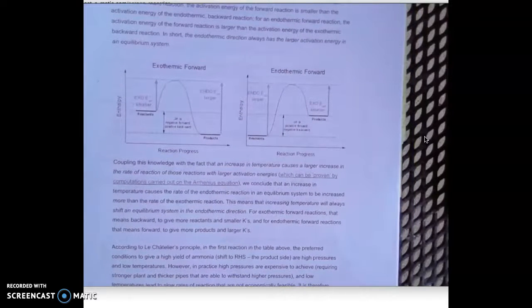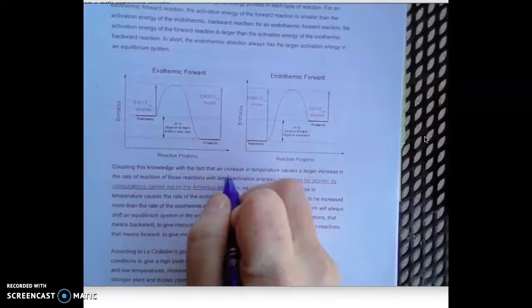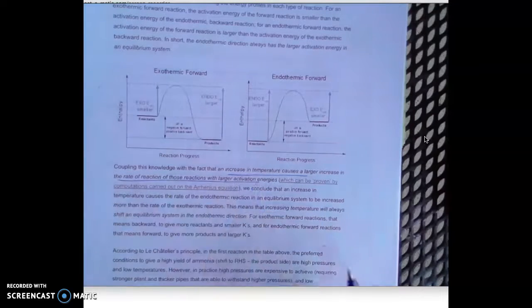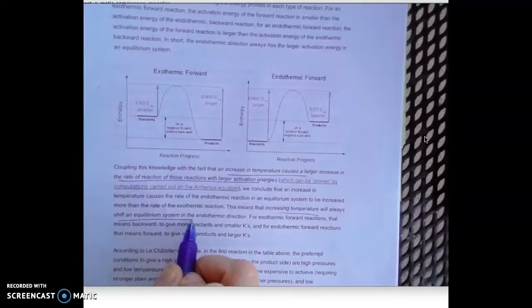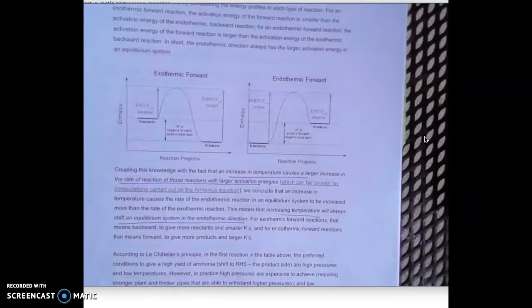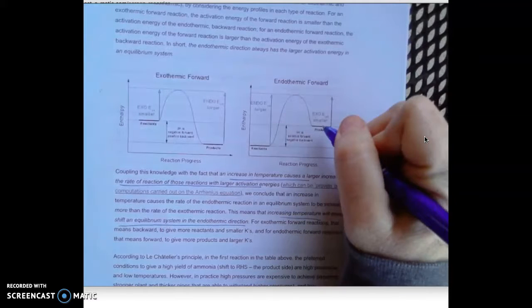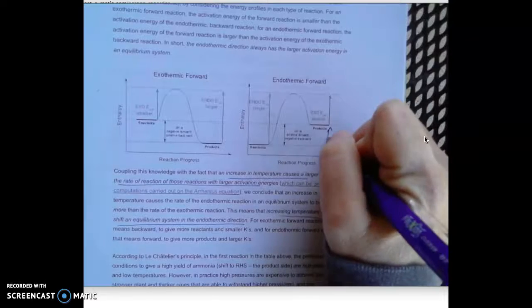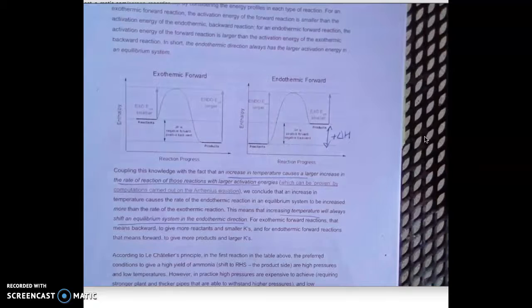So looking through the rest of these notes on this topic, let's highlight a few things here. Increasing the temperature causes a larger increase in the rate of reaction with larger activation energies. Increasing the temperature will always shift an equilibrium in the endothermic direction. What is the endothermic direction? Well, if it's an endothermic reaction, then your products are higher in energy than your reactants, and that results in a positive delta H, and this is our typical energy diagram for an endothermic reaction.